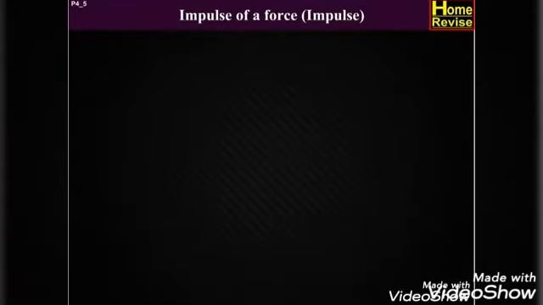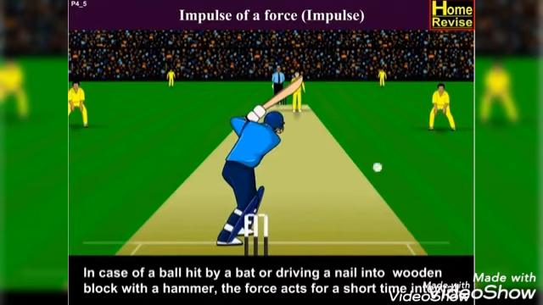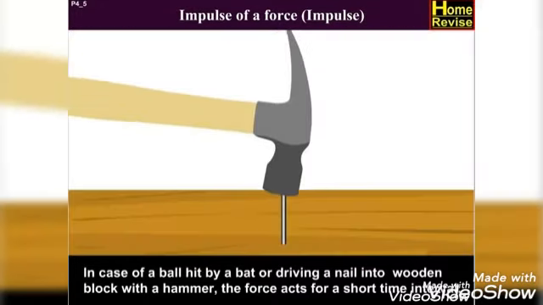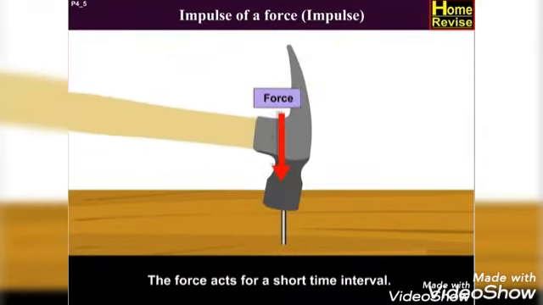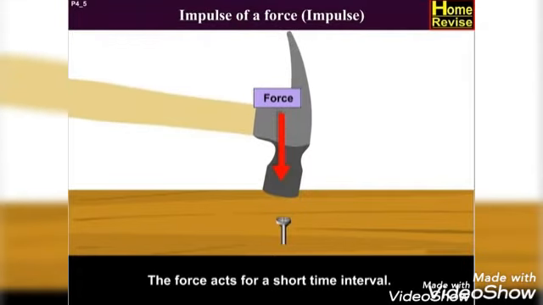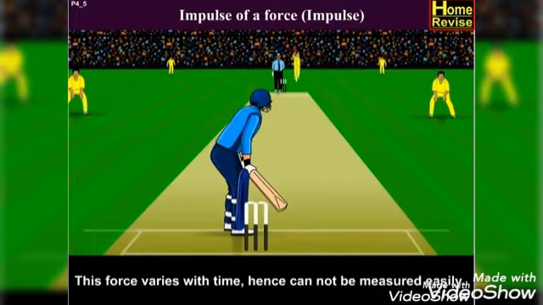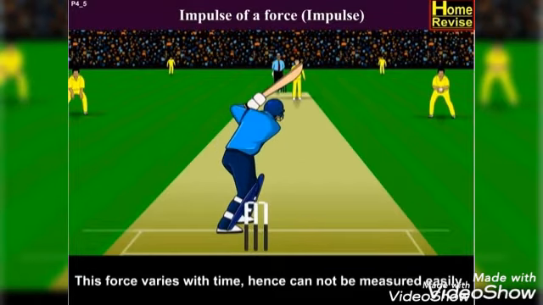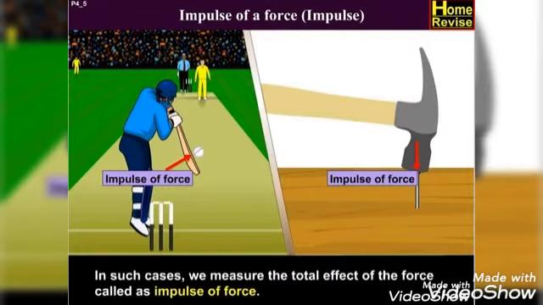Impulse of a force. A ball hit by a bat or driving a nail into a wooden block with a hammer. The force acts for a short time interval. The force varies with time, hence cannot be measured easily. In such cases, we measure the total effect of the force called the impulse of force.